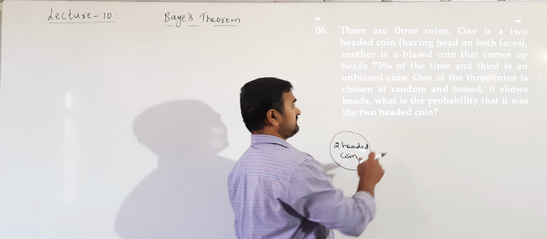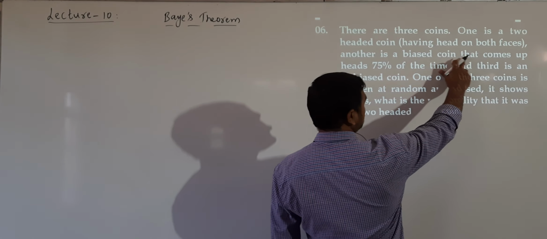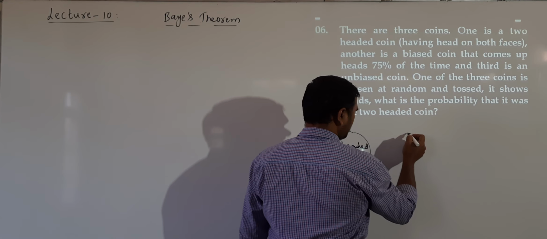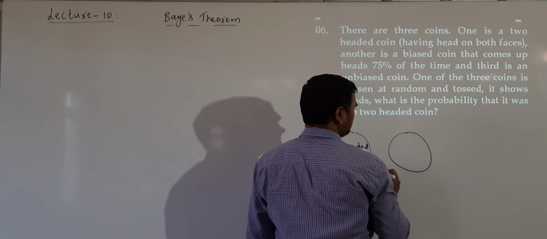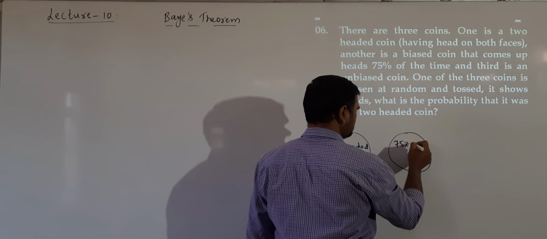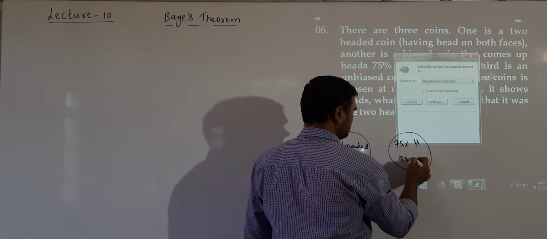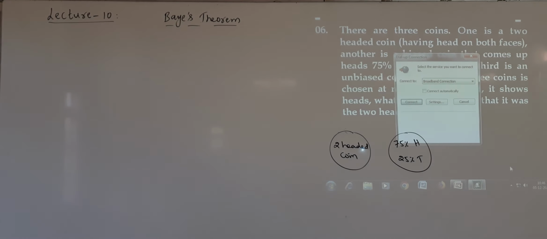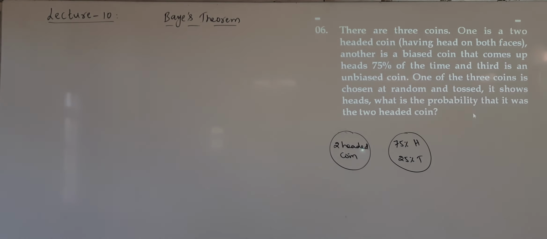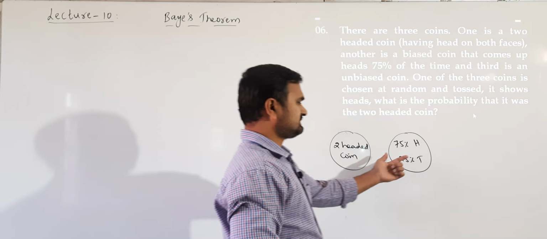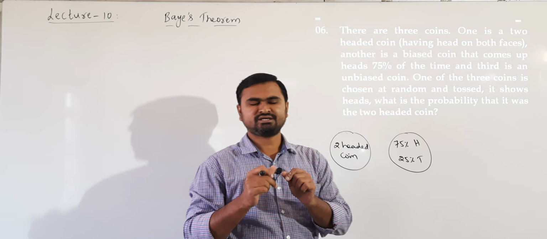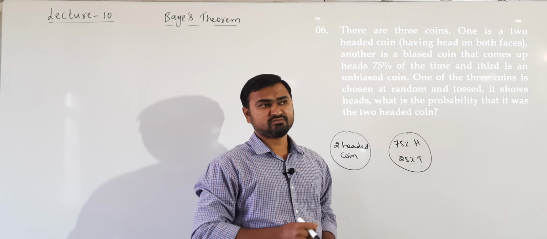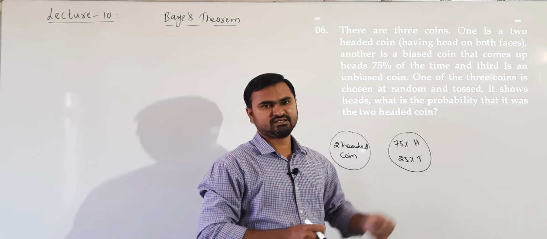Next, the second one is a biased coin that comes up heads 75% of the time. It is a biased coin which will give head 75% of the time, so 25% of the time it will give tail. A biased coin means the coin is bent in such a way that we get head more number of times. That is, 75% of the time we get head, 25% of the time tail.